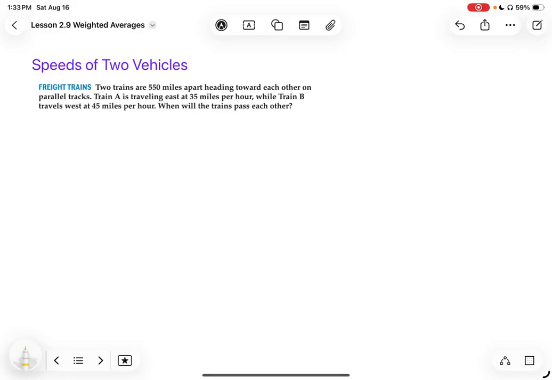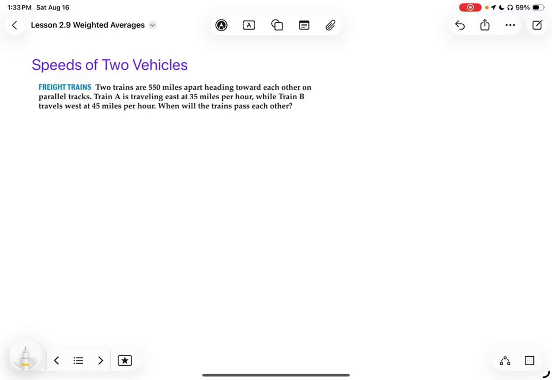Our previous problem was the speed of one vehicle. This problem is going to be the speed of two vehicles. We've got two trains that are 550 miles apart heading toward each other on, oh, thank goodness, parallel tracks. Phew. Train A is traveling east at 35 miles per hour while train B travels west at 45 miles per hour. When will the trains pass each other?